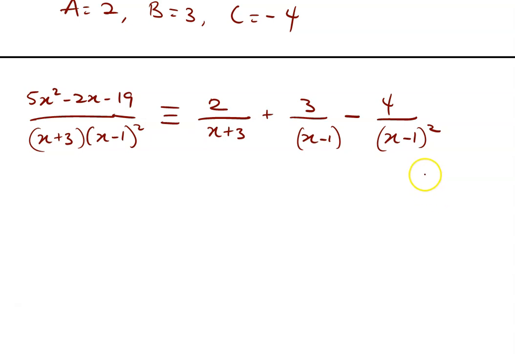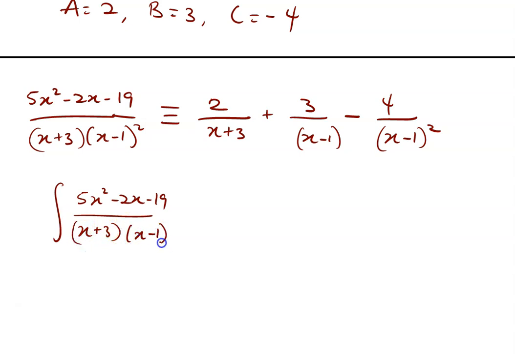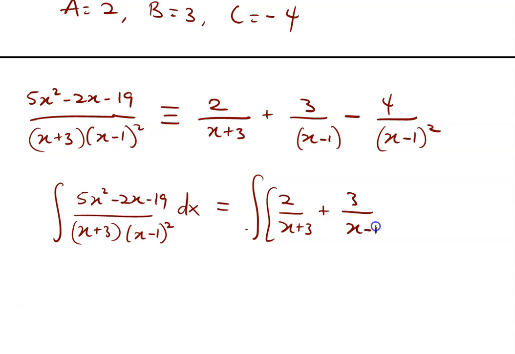So at this point, integration of 5x squared minus 2x minus 19 all divided by x plus 3 times x minus 1 squared is the same as integration of dx. Sorry, I always forget the dx. So the integral is the same as integration of 2 on x plus 3 plus 3 on x minus 1 minus 4 on x minus 1 squared dx.